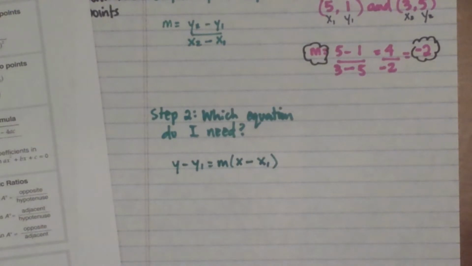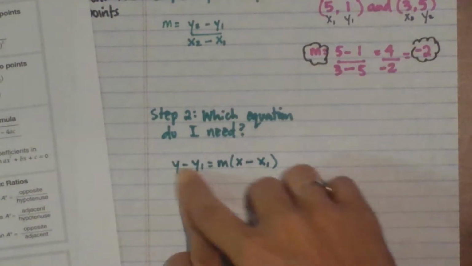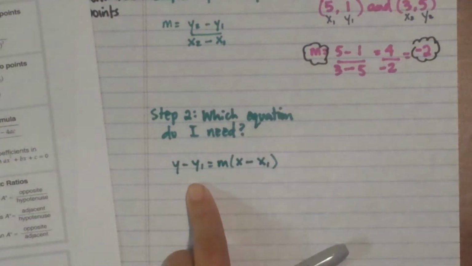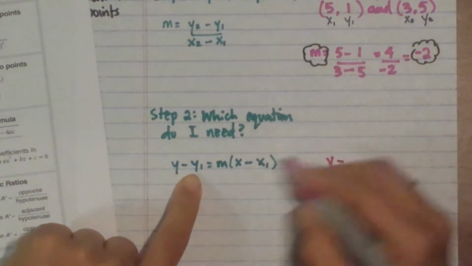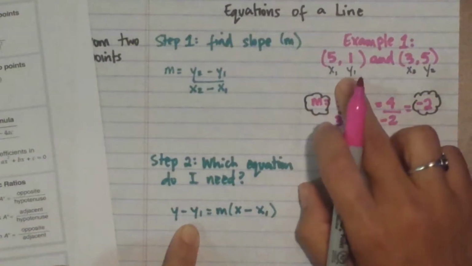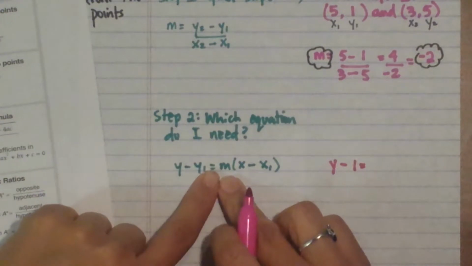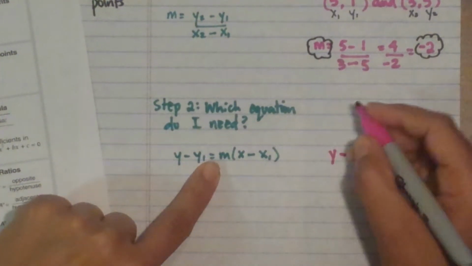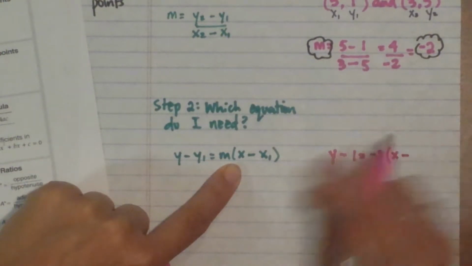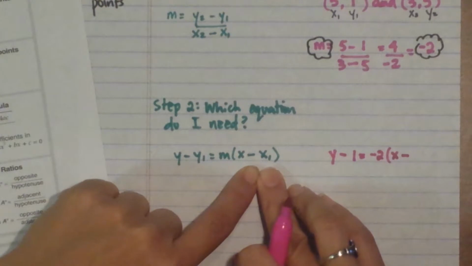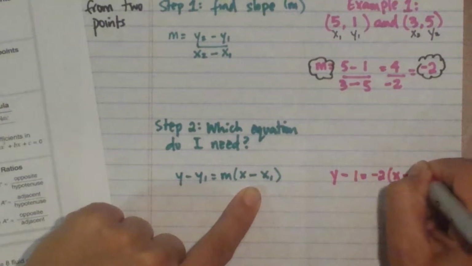All right, that's the equation that I need. Now, of course, all you're going to do is plug in whatever values you have for this. So y minus, what's y1? So again, you look back up here, y1 is 1. So y minus 1 equals m. What's m? All right, really good. -2, parentheses, x minus x1. What's x1? All right, good. x1 is 5, so minus 5.